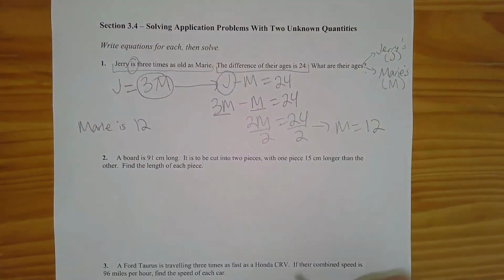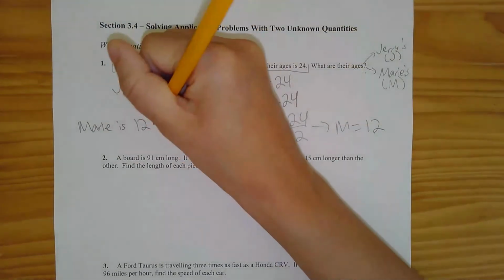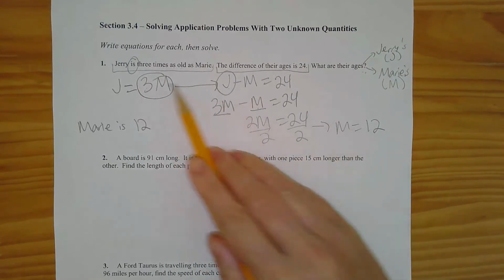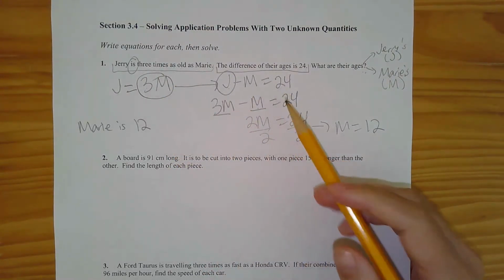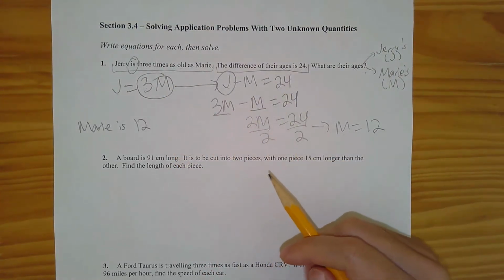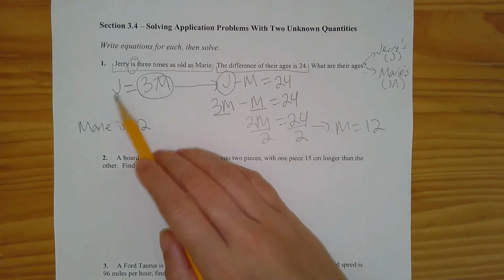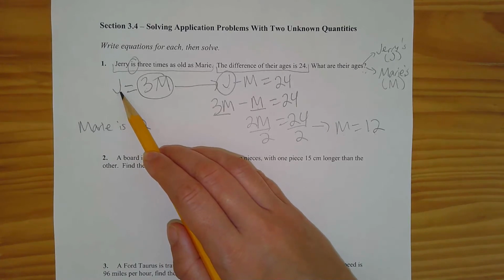Okay, so she's 12 years old, but I don't know Jerry's yet. And to find Jerry's, you can actually use either one of those equations. Generally, there will be one of them that's a little bit faster, but you can actually use either one if you'd like to. I think the first equation looks a little bit easier to me.